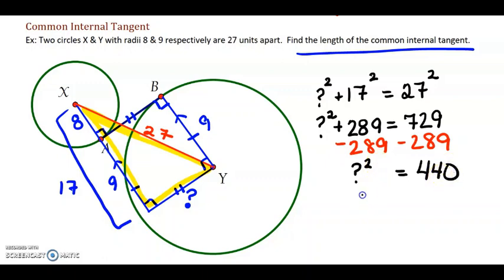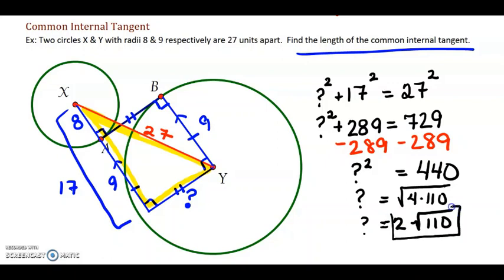Now when I take the square root of each side, I get the unknown equals the square root of 440, which is equal to the square root of 4 times the square root of 110. The square root of 4 is 2, and 110 is simplified. So that 2 root 110 is the length of the common internal tangent, AB.